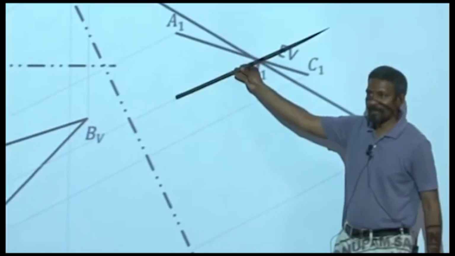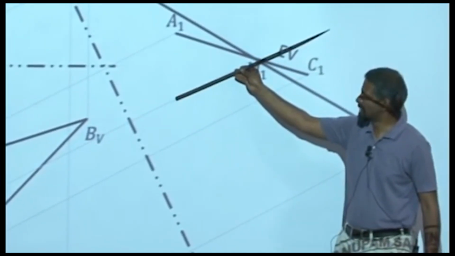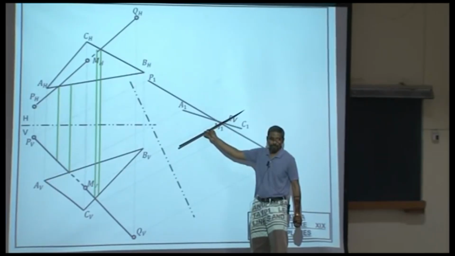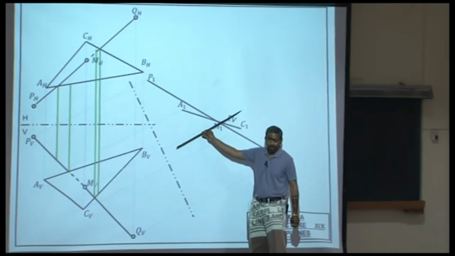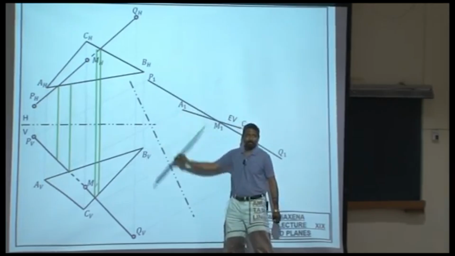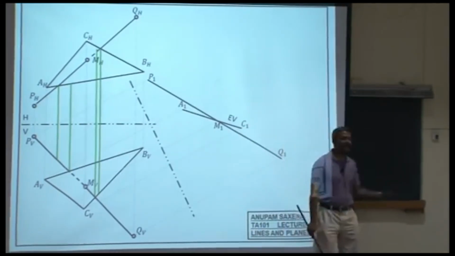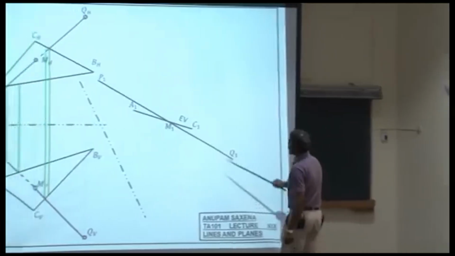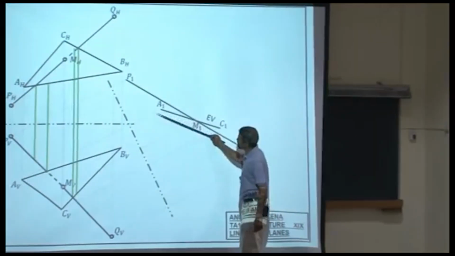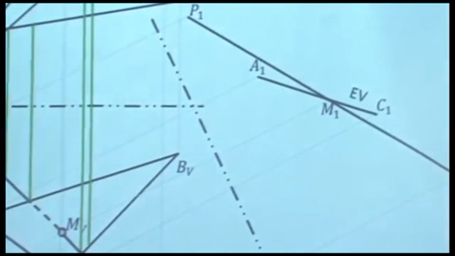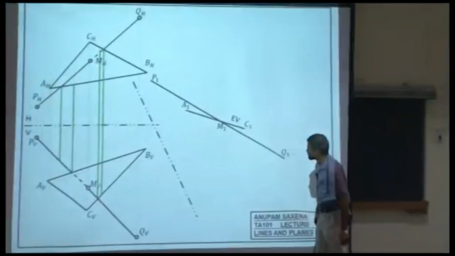Is it the plane that is in front? Rather, let me ask you a slightly different question. Is it the plane that is closer to the hinge line, or is it the line which is closer to the hinge line? The plane is closer to the hinge line. What does that mean? From here to here, the plane is going to be hiding the line behind it. Do you see that?